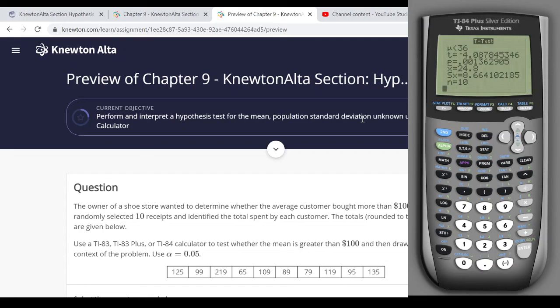But again, it's a pretty simple setup. Enter your data, go to stat, tests, and then t-test, right? Because again, sigma is unknown. Make sure you have the right alternative hypothesis, the right null hypothesis assumed mean, and then your test statistic and p-value will come up automatically.